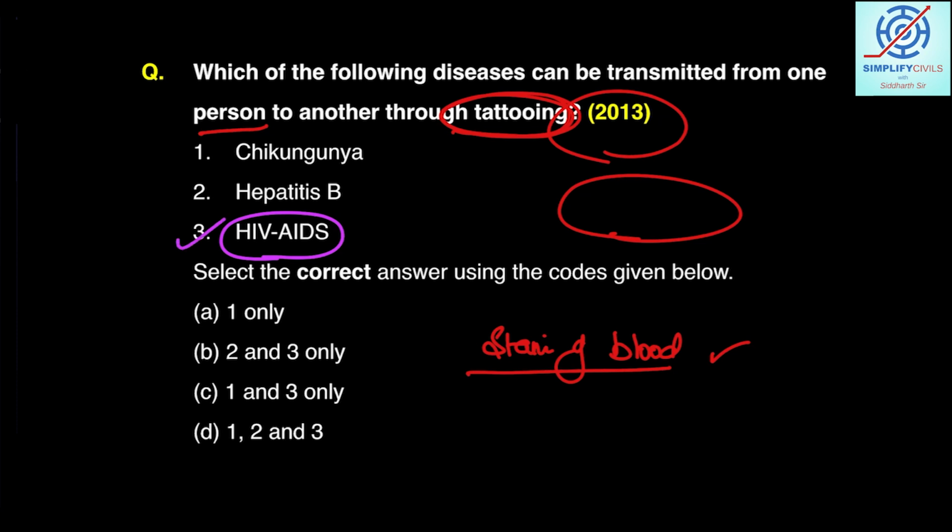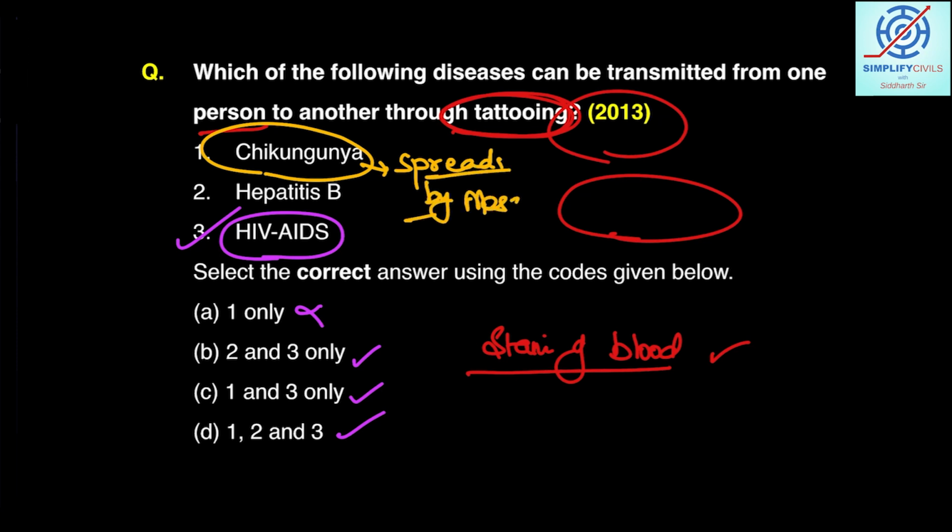So 3 has to be in the answer. This is how you eliminated one option. More important is to eliminate the options rather than looking for the right answer. Just eliminate the options first. So you eliminated option 1. Now look at chikungunya disease. Students, chikungunya spreads by mosquito, don't you think? And if it is spreading via mosquito, then it cannot be the answer. So you eliminate these 2, and the answer to the question is very simple in front of you. 2 and 3 is the right answer.